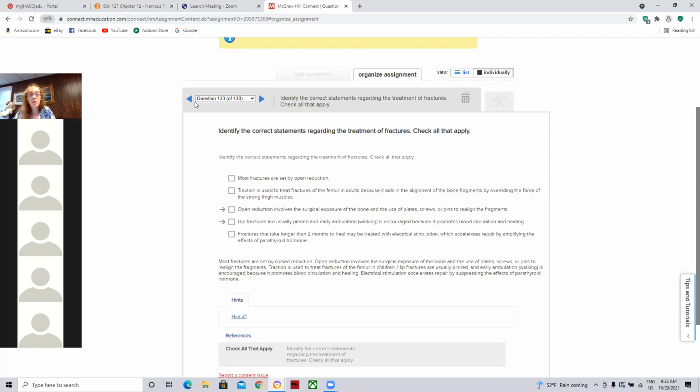Then the thing that it told me was that I was supposed to select all four, and I got points deducted because I only selected these two. But most fractures, it says, are set by open reduction, which is wrong. Most fractures are set by the closed reduction. And then it also told me that I was supposed to select traction is used to treat fractures of the femur in adults. Okay, but that's for children. Mostly it is used for children. And so then it took more points away.